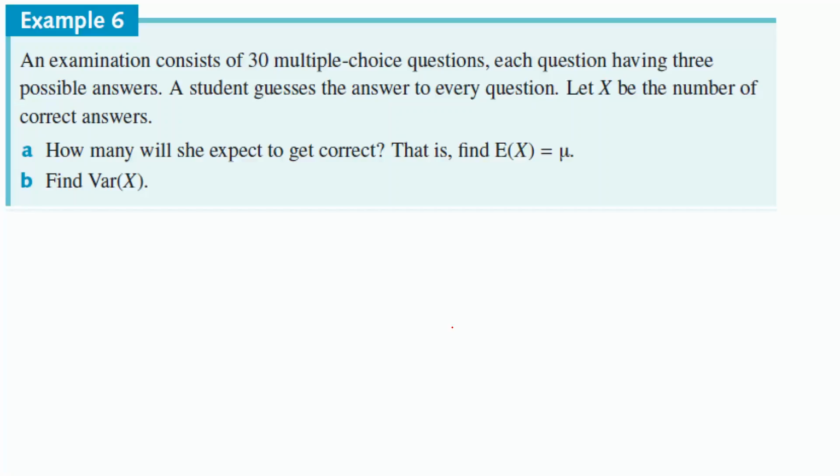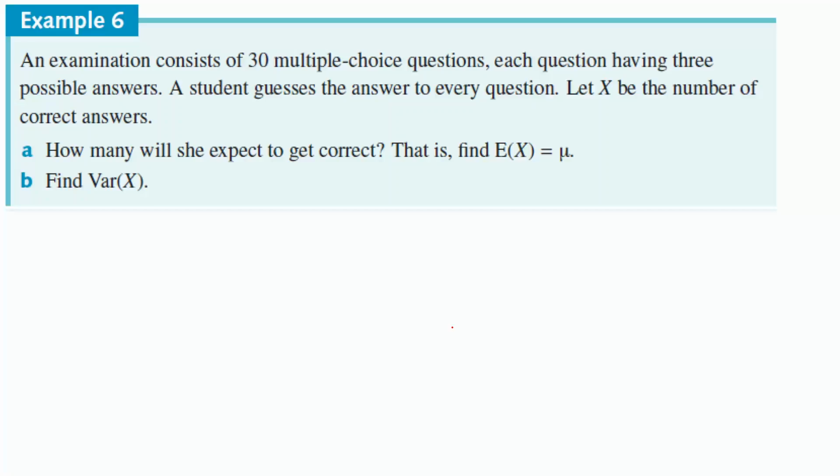Now the question asks you to find how many she will expect to get. Because it's so straight in your face there, they're just asking you to find the expected value, which you would remember from the formula is the number of trials times the probability of success. Now, let's have a think about it. How many trials do I have? How many times am I going to do this? There are 30 questions, so hence 30 trials. What's the probability of success? If there's only 3 possible answers, yeah, 1 out of 3.